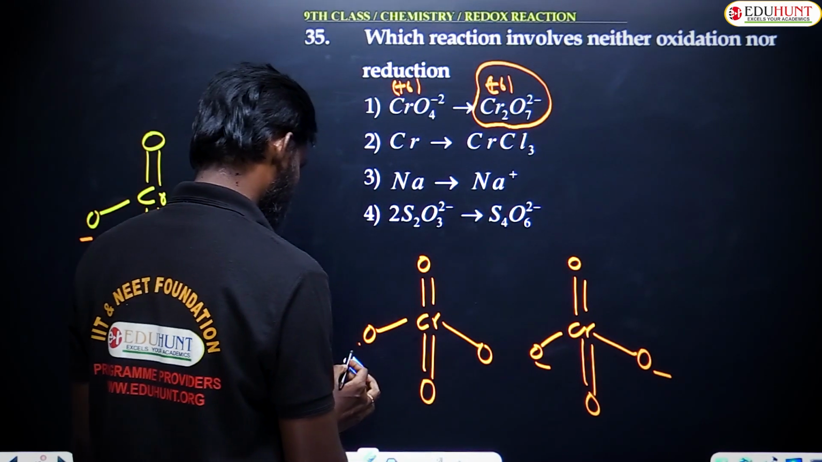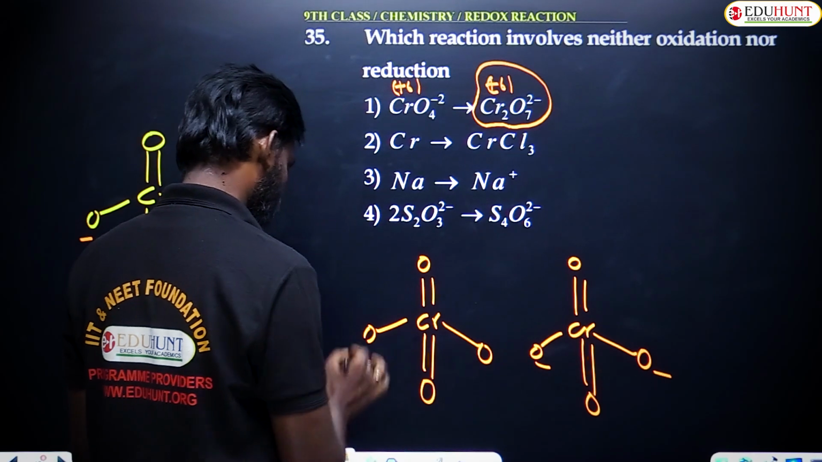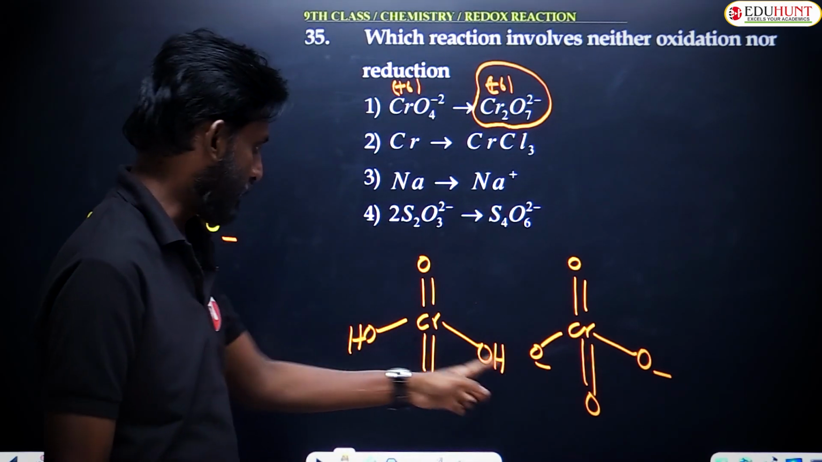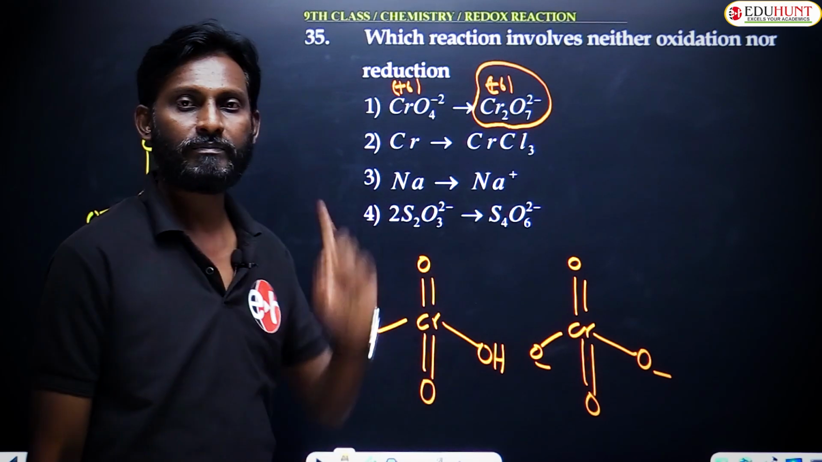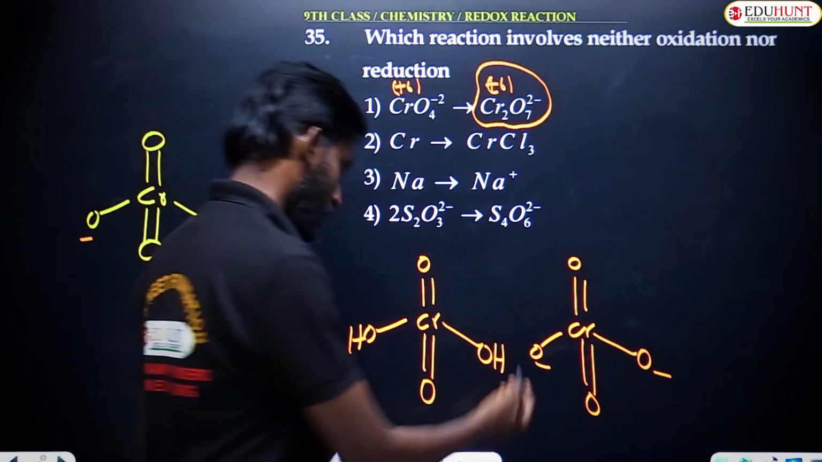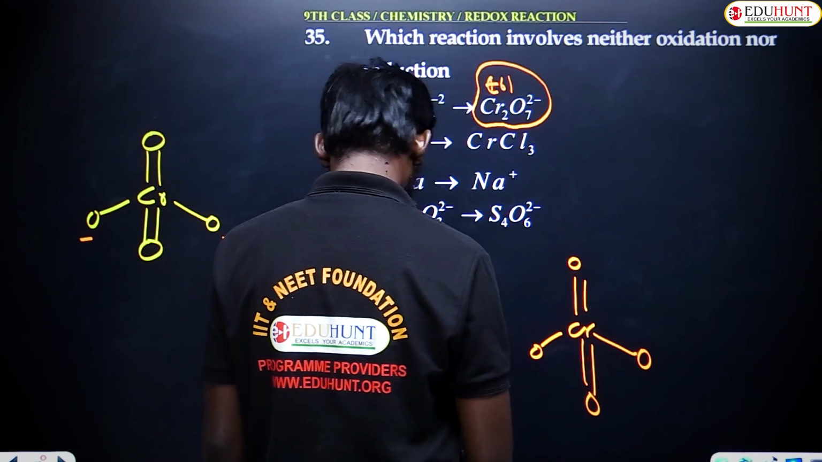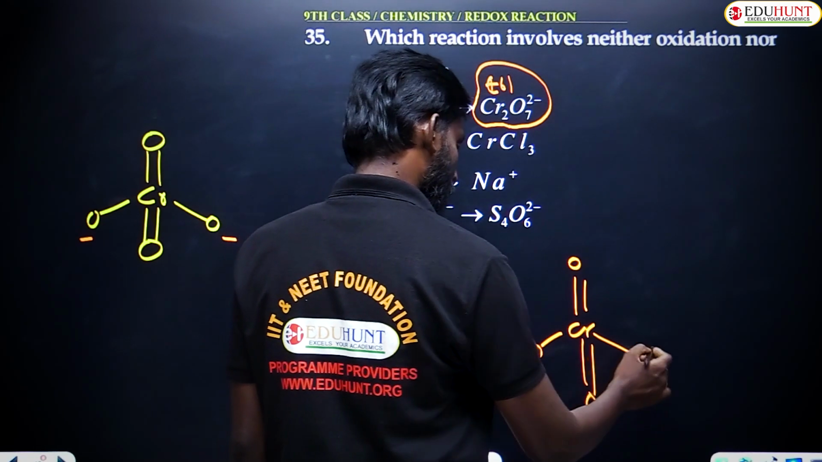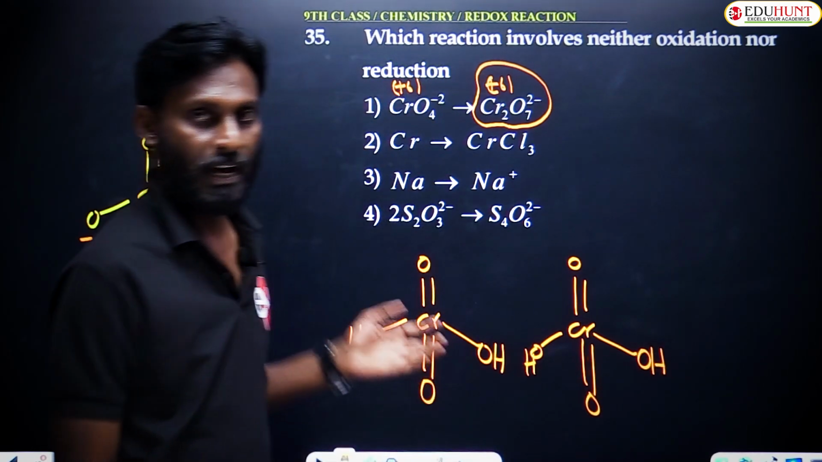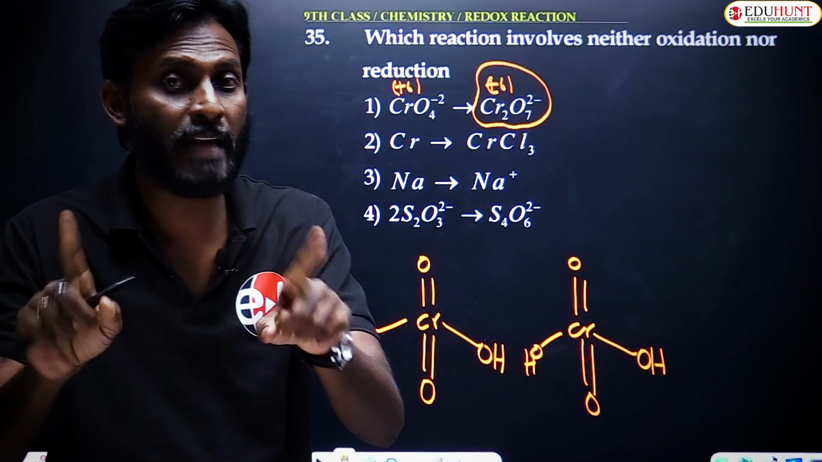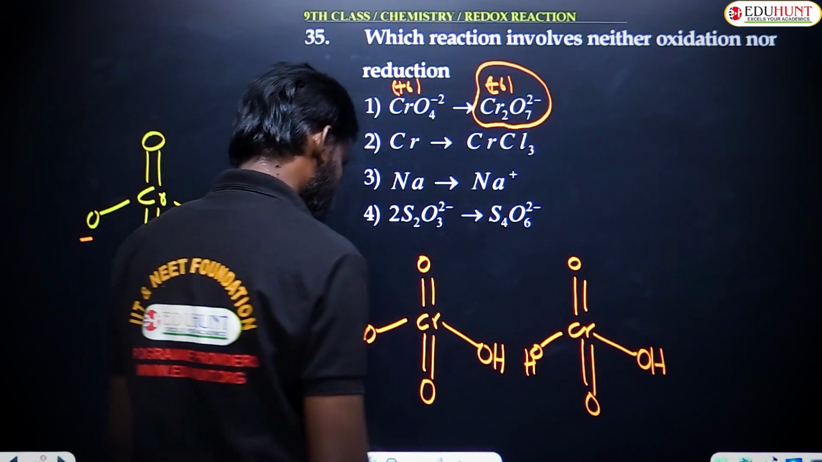So let us take the acid part of that, like H. Then what is this as? Chromic acid, I can say H2CrO4. H2CrO4, like this one also. This one also, H2CrO4.